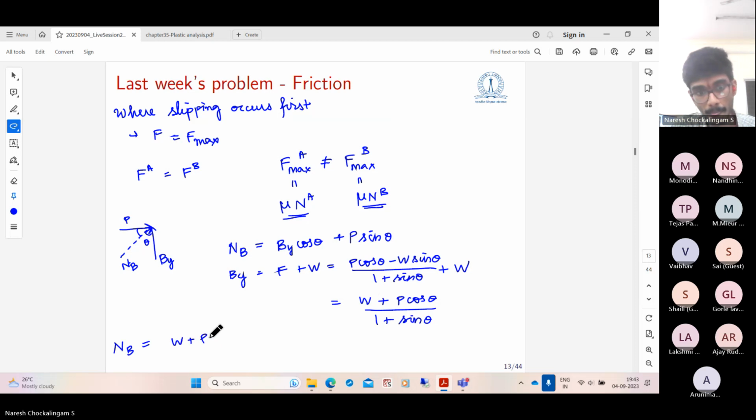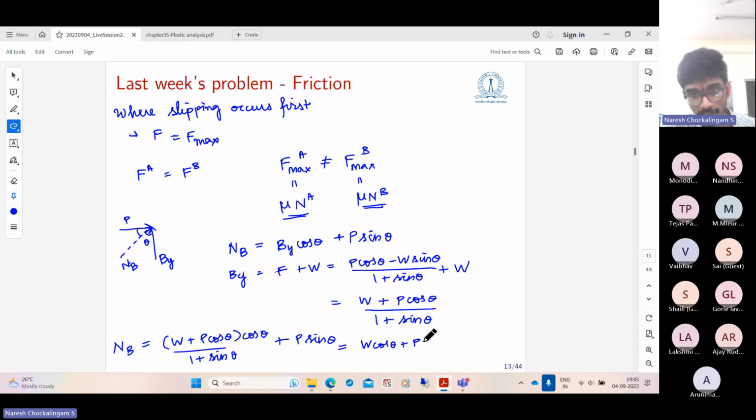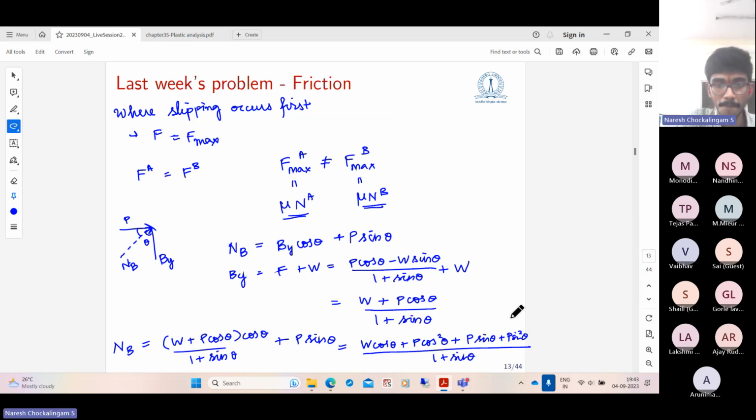multiplied by cos theta plus P sin theta. So you'll get W cos theta plus P cos square theta plus this one, P sin theta plus P sin square theta, divided by 1 plus sin theta. Let us simplify this further. So how do you simplify this? You have P cos square theta plus P sin square theta. So what is it equal to?